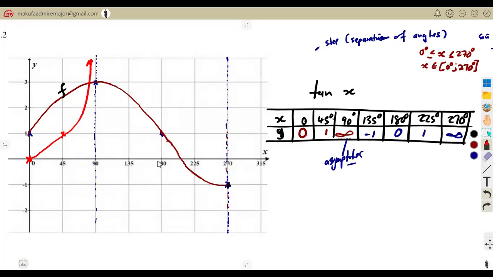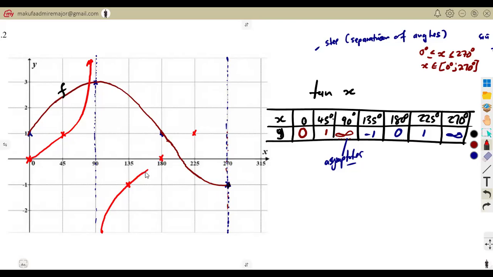You do the same thing. 135 versus -1. This was the point. 180 versus 0. 225 versus 1. These were the points. But the graph cannot reach 270. The graph cannot reach 90 degrees. So you're going to take your graph from this side. Remember, it cannot reach this line. It cannot meet with that line. So you just join somewhere like this.